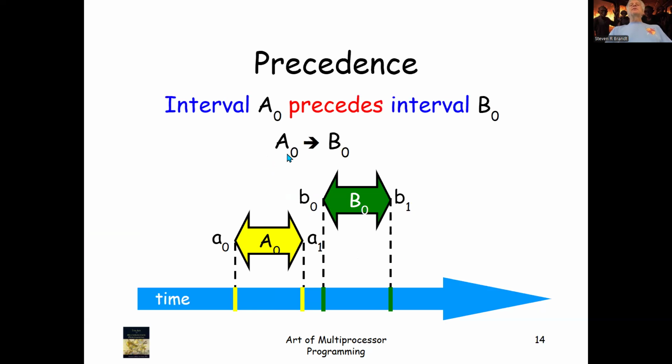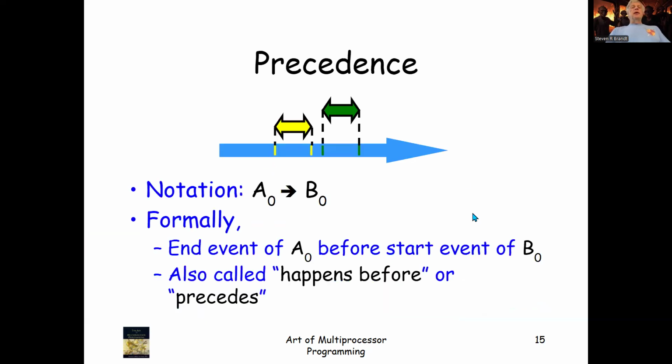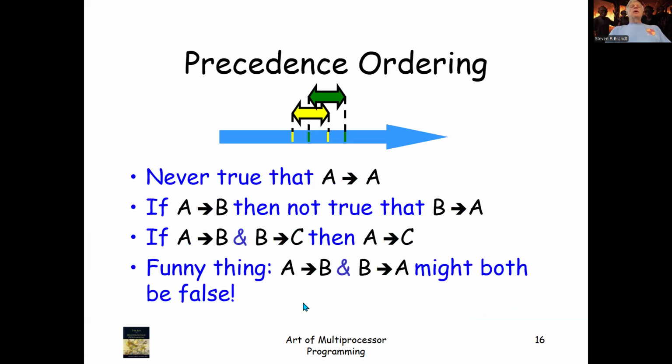If they're disjoint, we can say that A precedes B, and we use that arrow notation. If the end of event A0 is before the start of event B0, then it happens before, or precedes. It's never true that A precedes itself. If A precedes B, then it is not true that B precedes A. If A precedes B and B precedes C, then A precedes C. And A precedes B and B precedes A might both be false, if they were overlapping.